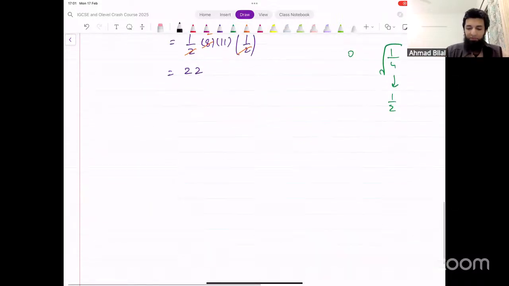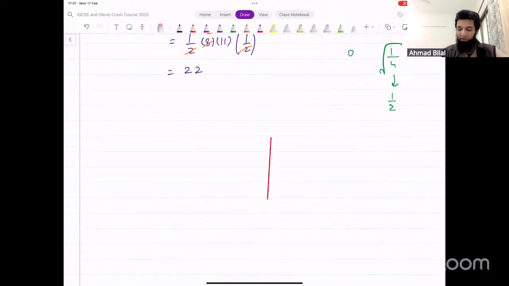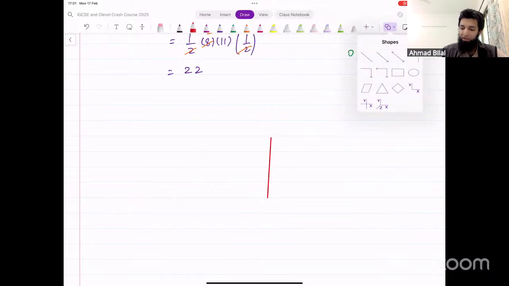Let me just give you one more example in this quickly. Let's say you have a right angle triangle like this. So you have a right angle triangle like this.